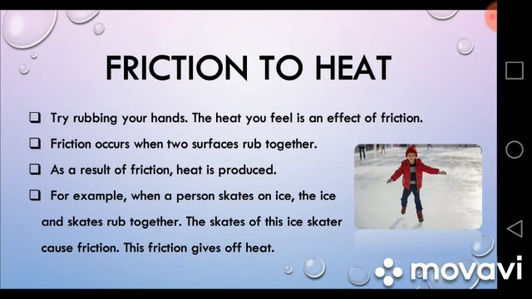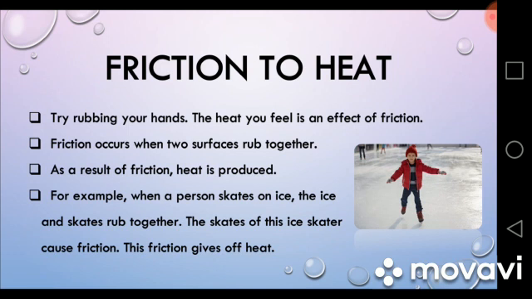Friction to heat. It is very interesting to know that the energy of the friction can also be transformed into heat energy. What is friction? When two things are rubbed together, they cause friction. When an object moves on the other object, it shows some resistance to this movement. This resistance appears in the form of heat.